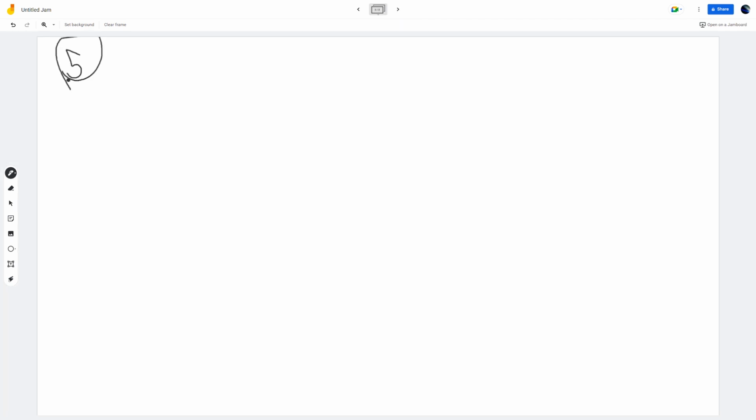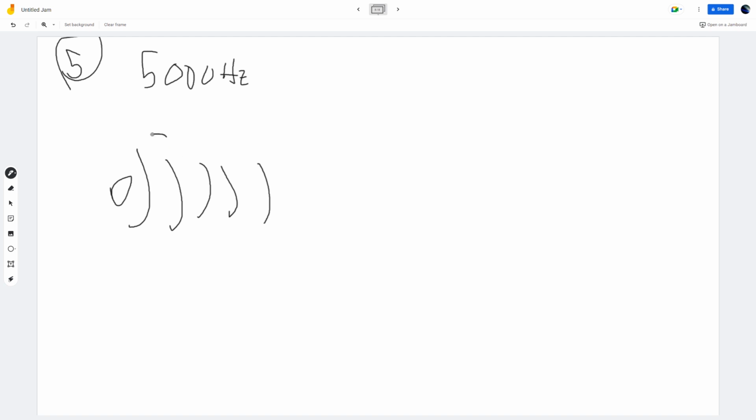For question 5, let's see, a 5,000 hertz sound wave is directed towards an observer moving 3.50 meters per second towards the source. Okay, so I'm going to just draw waves. That's the source, 5,000 hertz. And then there's an observer moving this way, 3.50 meters per second towards them.